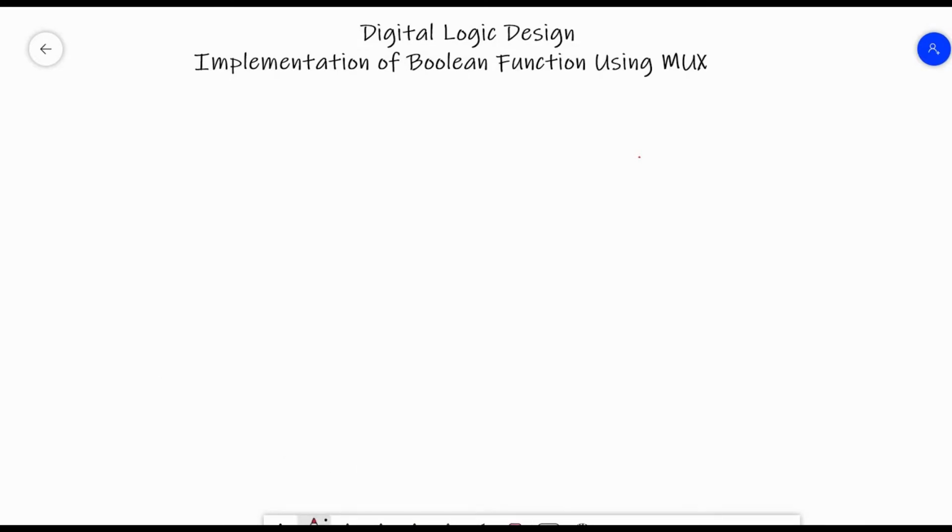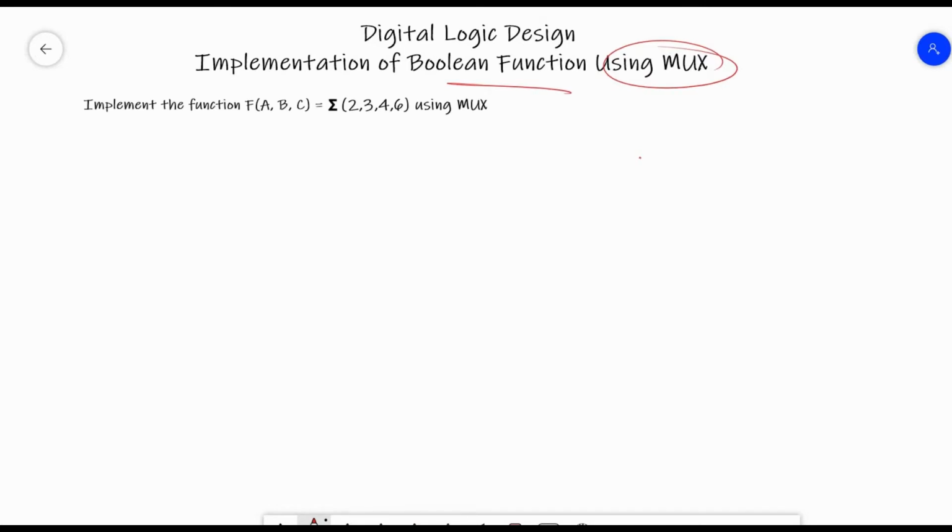In today's video we are going to learn how to implement a Boolean function using multiplexers. For this kind of problem we will be given a particular function, which may be in terms of min terms or max terms, and we'll have to implement that using a multiplexer or more than one multiplexer. Now for instance, we are given the following function to implement, and it is given in min terms.